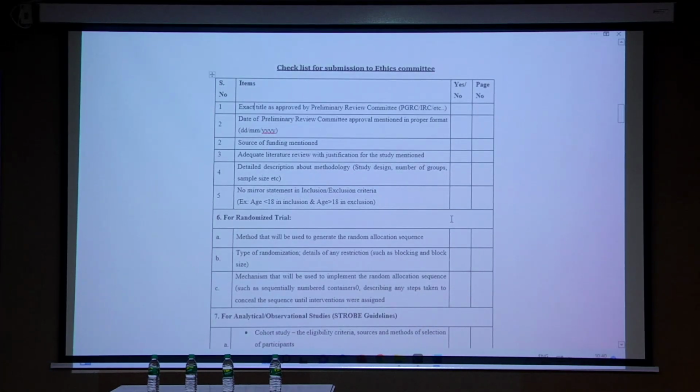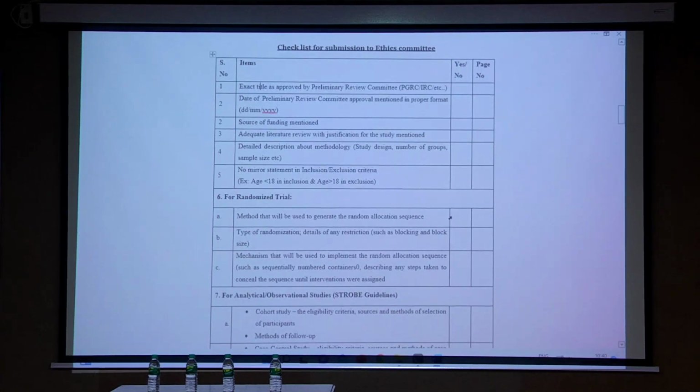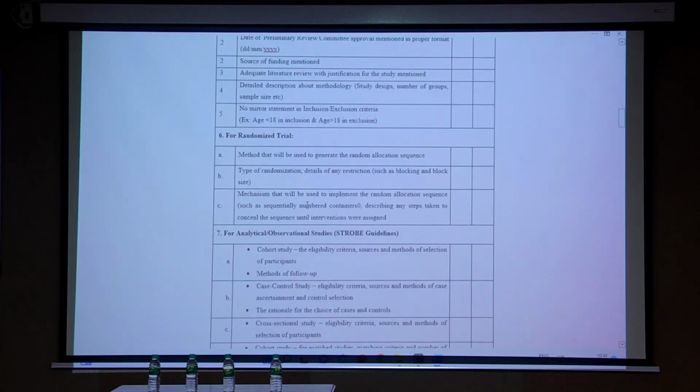Can you just scroll down? It's not getting, yeah. So this is the checklist which I was showing you. All this checklist you have to see on each page: data preliminary review, source of funding, adequate literature review with justification, detailed description about methodology, no mirror statement in inclusion or exclusion criteria.